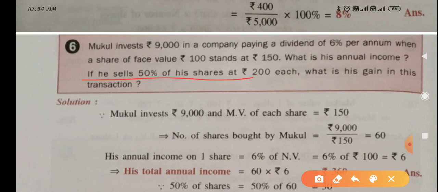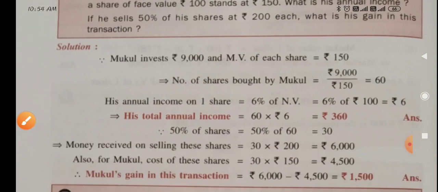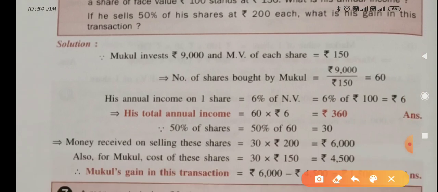Now listen, in this transaction 50% share means he was having 60 shares. So 50% means 30 shares he is selling. 50% of 60, 30 shares he is selling at rupees 200. So when you sell the shares, the money you receive is called sale proceeds. Again I am telling you, by selling the shares, the money you receive is called sale proceeds.